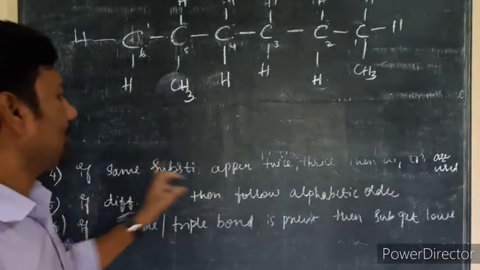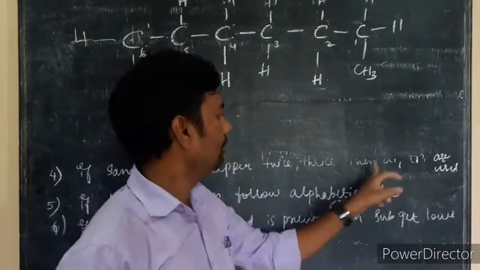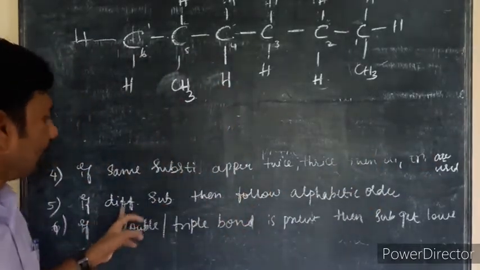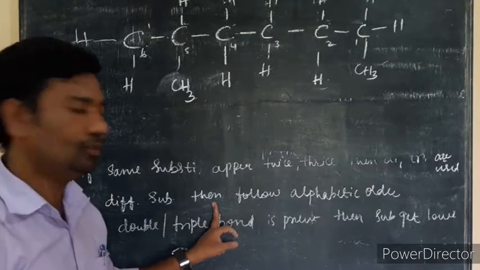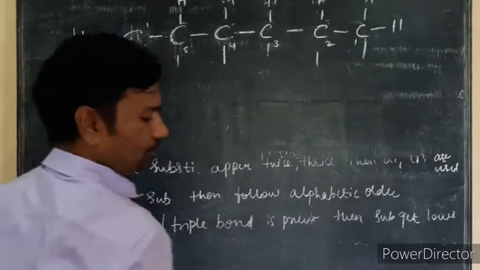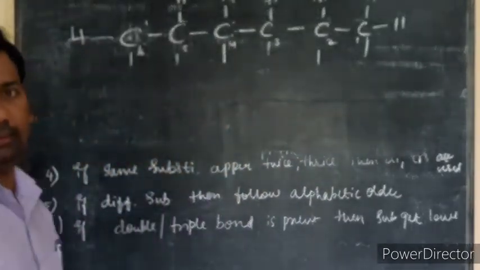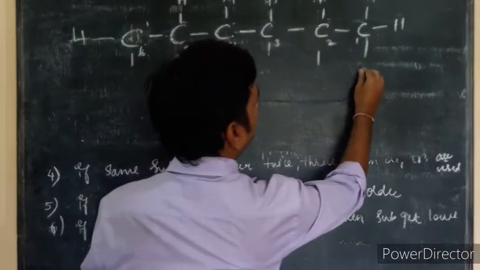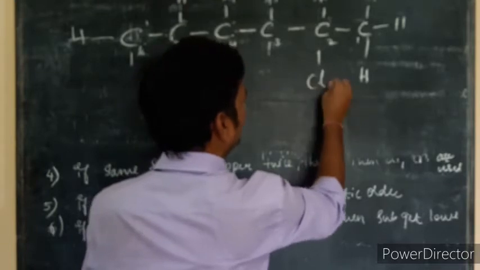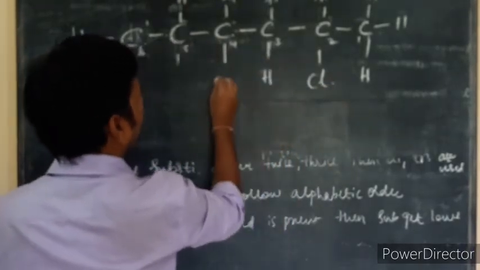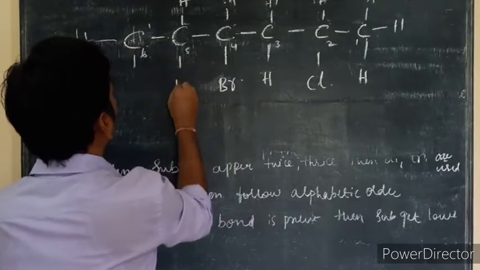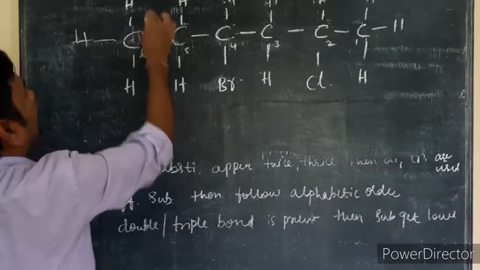Next, if the same substituents are there, twice or thrice, you can use di and tri. If different substituents are there, then follow the alphabetical order. These two substituents are different. For example, here I will consider a chlorine, and here I will consider a bromine.